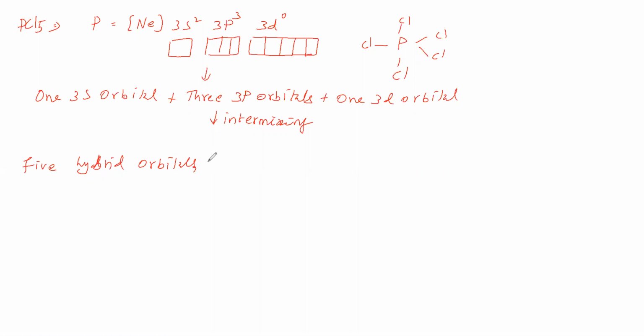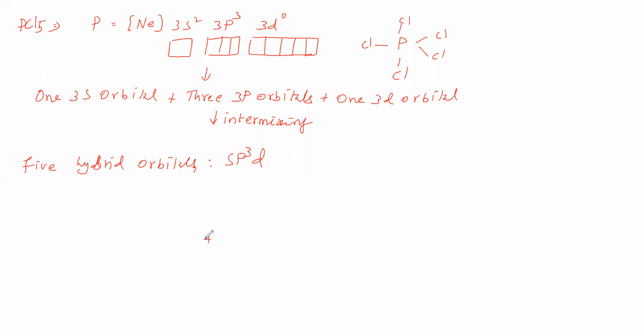What is the name of these 5 hybrid orbitals? sp3d is the hybrid orbital name. One orbital is s, three orbitals are p, and one d orbital. Therefore, sp3d hybridization. How many hybrid orbitals? 5.